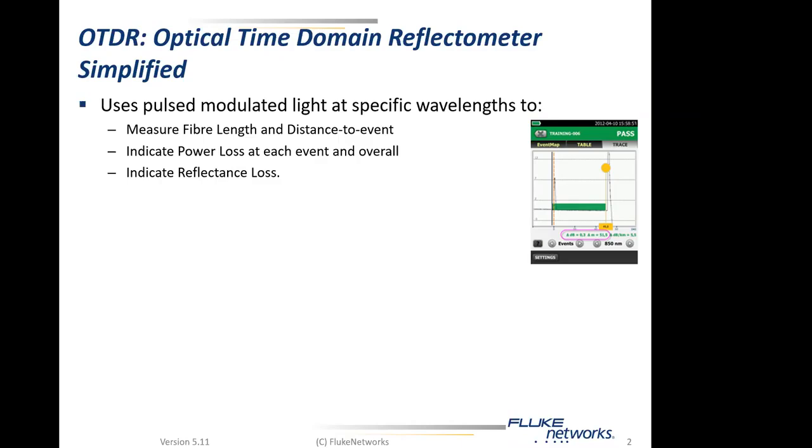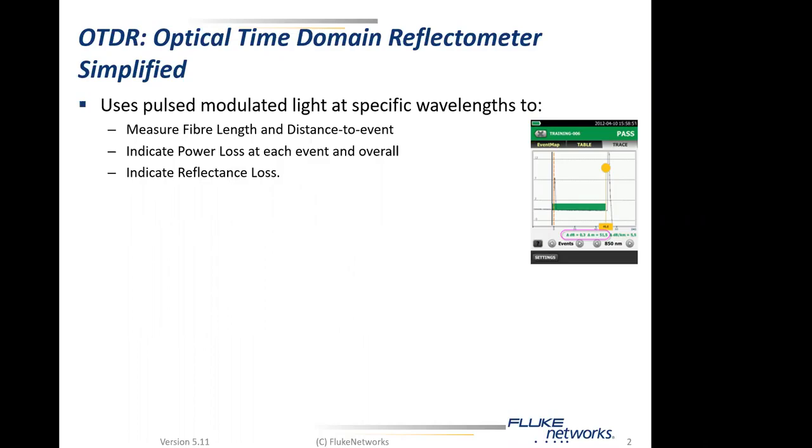OTDRs will also indicate power loss at each event, and most modern OTDRs today will give you an overall loss end to end, because that's what determines whether or not a signal transmitted from one end will arrive at the other. Most OTDRs will also indicate reflectance loss. And you'll notice I used the word measure when we were talking about length, and I used the word indicate about power loss and reflectance.